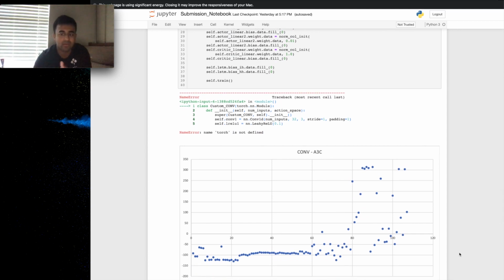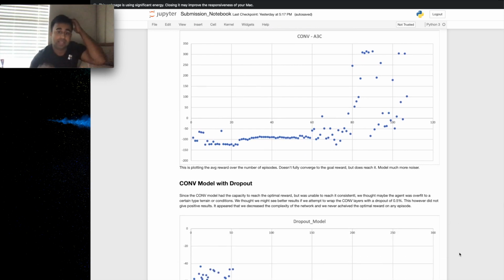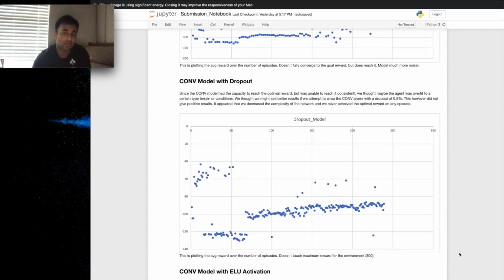However, we found that though there was enough capacity to reach the optimal reward for the algorithm, we did not hit it consistently, which we attributed to different initializations. We thought that maybe certain initializations were being overfit, which is why we then tried dropout. We took the same model with the convolutional layers, and we added about a 0.5 dropout to each layer. We found that by doing so, we reduced the complexity so much that we did not hit 300 in the average reward per episode.